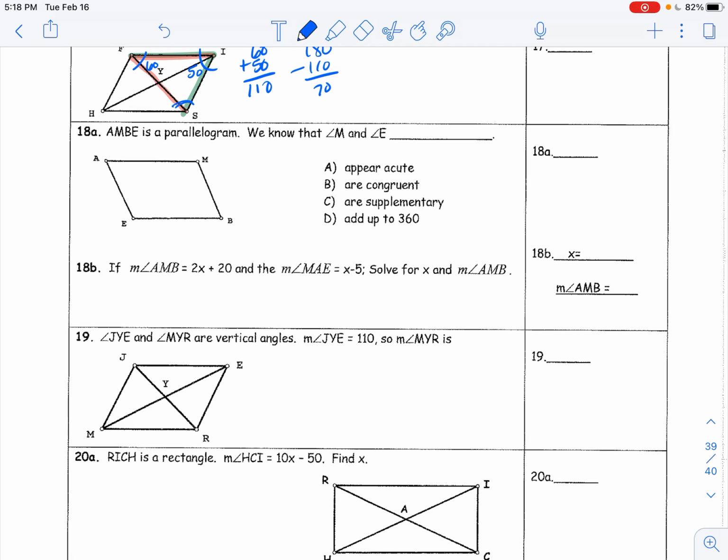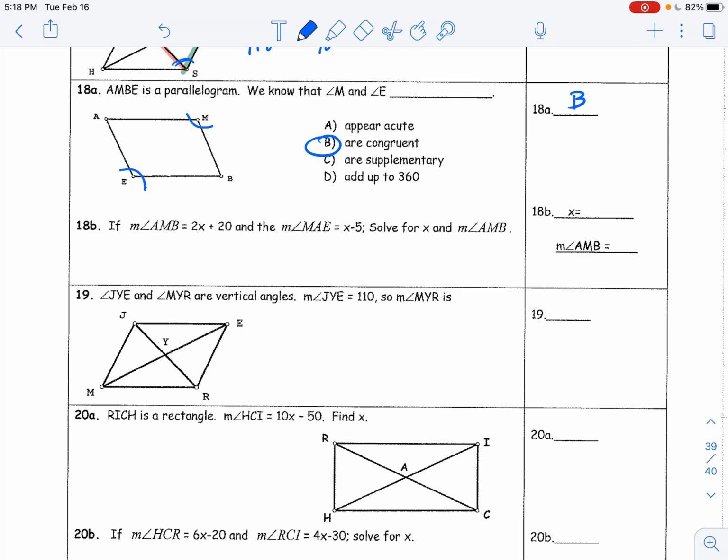Question 18a, AMBE is a parallelogram. We know that the measure of angle M and the measure of angle E are congruent. If the measure of angle AMB, let me highlight that, this angle here is 2x plus 20, and the measure of angle MAE, this angle here, is x minus 5. All right, so we know that these are consecutive angles, and those are supplementary. So 2x plus 20 plus x minus 5 are going to add to 180.